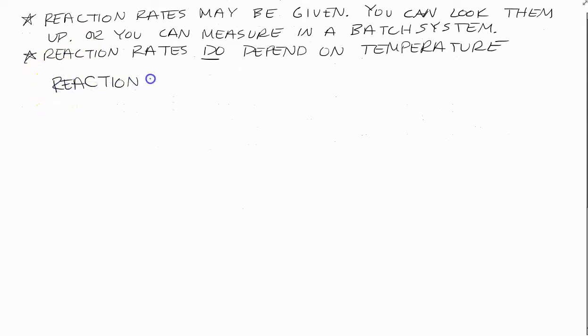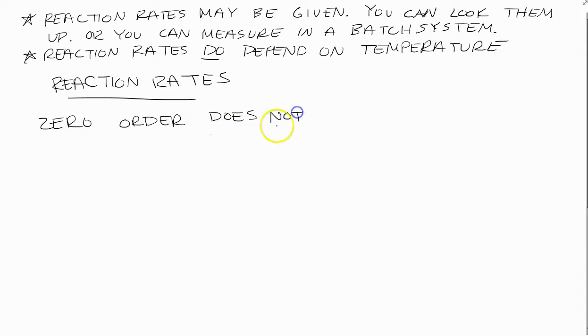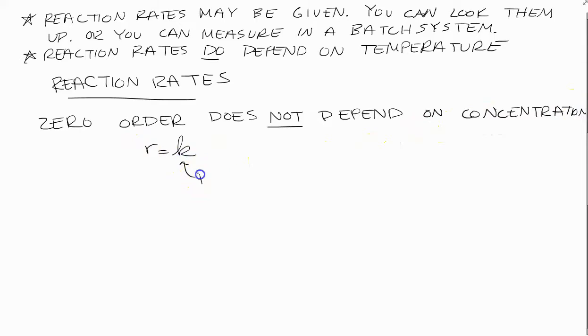So we have lots of different types of reaction rates that you can apply to different situations. We have zero order reactions. These don't depend on concentration. So in the M&M example, it's more like a zero order reaction because we didn't have any dependence on the concentration of M&Ms in the reactor. Here we have our reaction rate R equals K, which is a reaction rate constant.